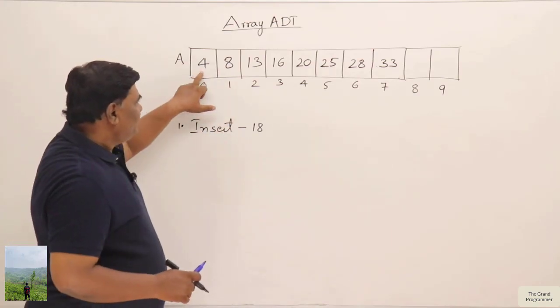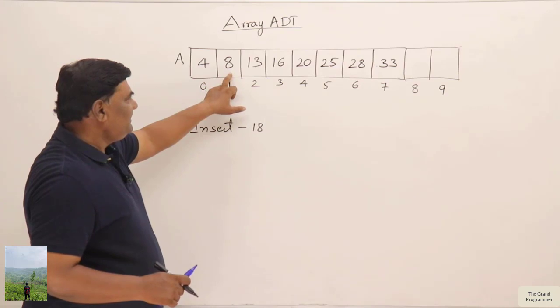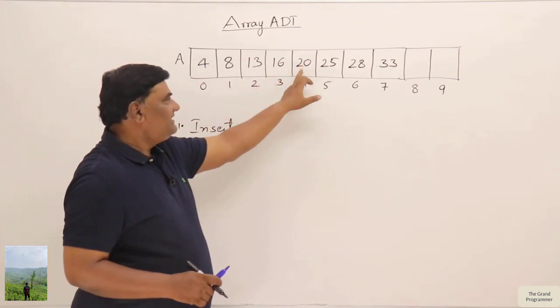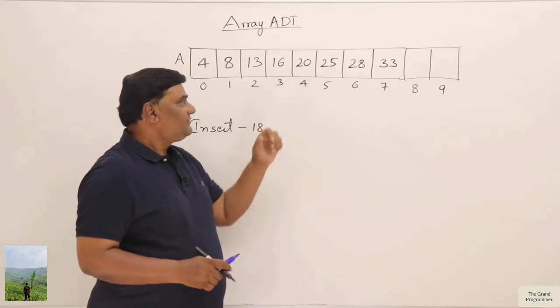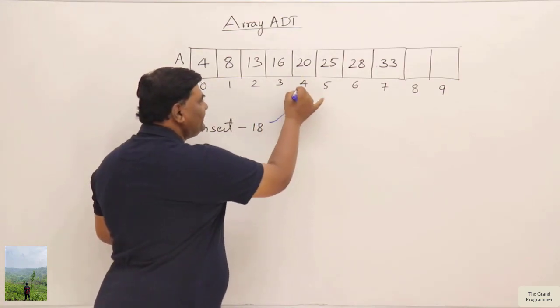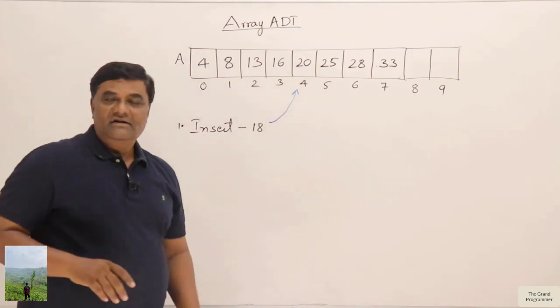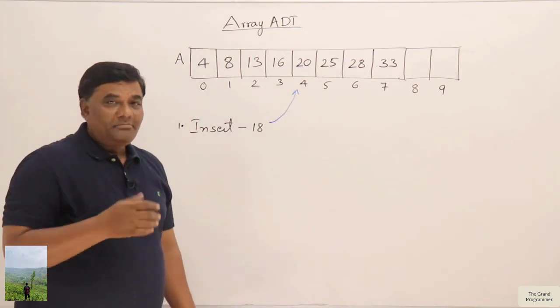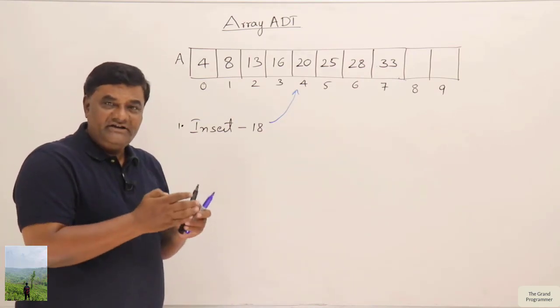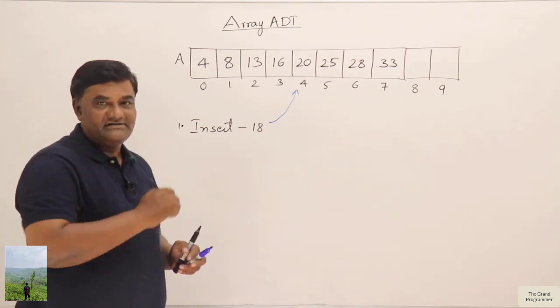So if you check here, it is greater than 4, greater than 8, greater than 13, greater than 16, but less than 20. 18 is less than 20. So 18 should come here. This is the place for 18. So I have to insert 18 there, but already some number is present there. So I have to shift the element and make free space for 18, then only I can insert it.